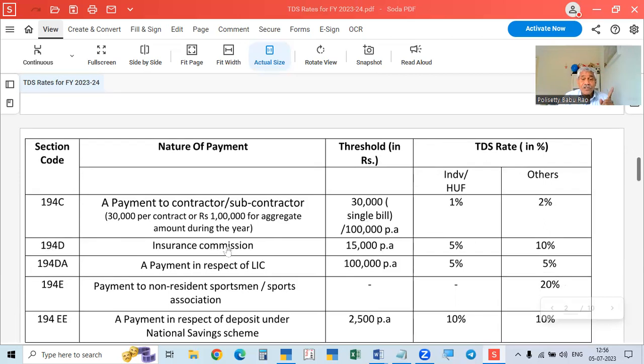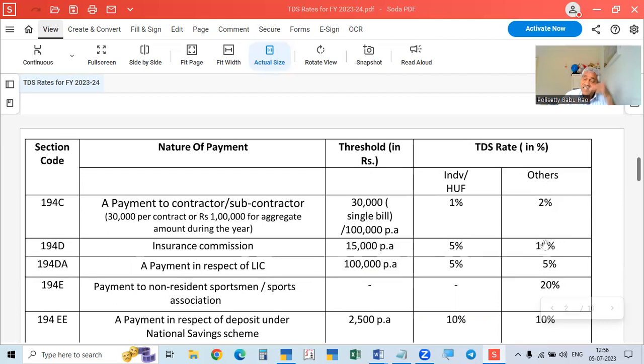Next one is for insurance commission. It is a 15,000 limit, and 5% is the rate for the individual. Insurance commission means an insurance agent. So a person who is an agent, 5%. What does others mean? A company also can be an agent. It is called a corporate agent, for example, a car showroom. When they are selling the cars, they have to arrange insurance. They will not go to agents.